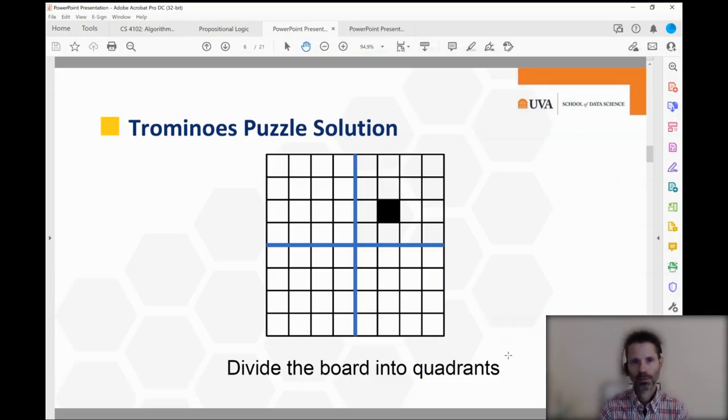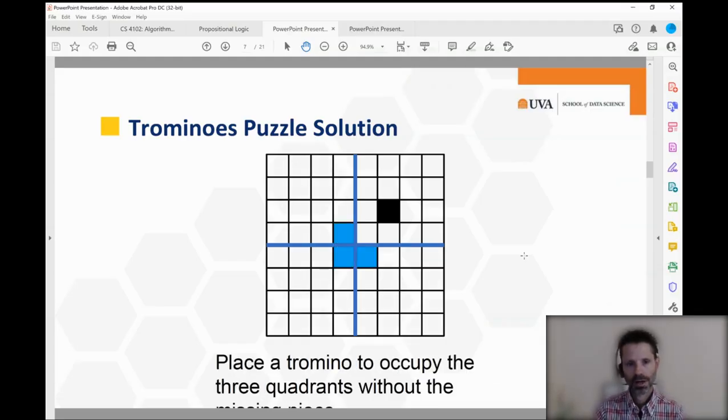What happens if we divide our board into 4 smaller boards? We get 4 4x4 boards. And if we were to place a Tromino to straddle all of the boards here, we would get similar subproblems. That is, we would get 4 different boards where one of the squares were essentially vacant in each of those boards.